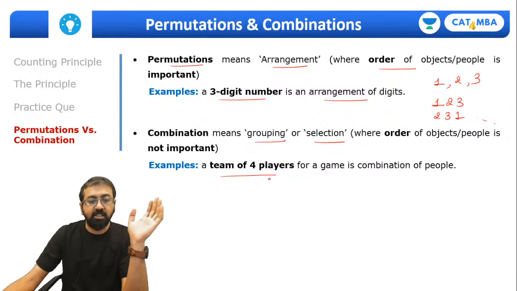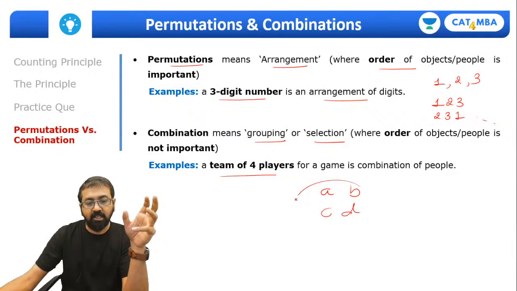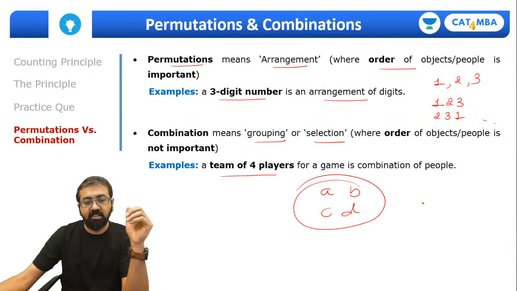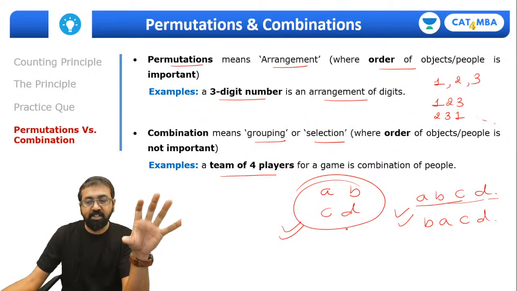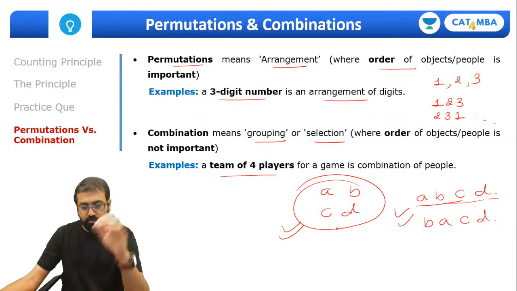So when you select a team of 4 players, that is nothing but a combination A, B, C, D. Here order doesn't matter. But when the same 4 players are sitting on a chair like this, A, B, C, D, or on a bench, then A, B, C, D is different from B, A, C, D arrangement. So this is an arrangement, while this is a combination, right? I'm sure you have understood the key difference between these two.